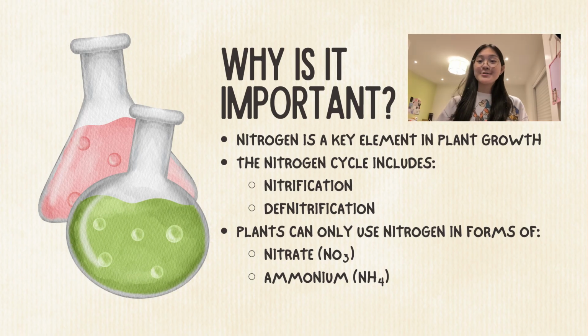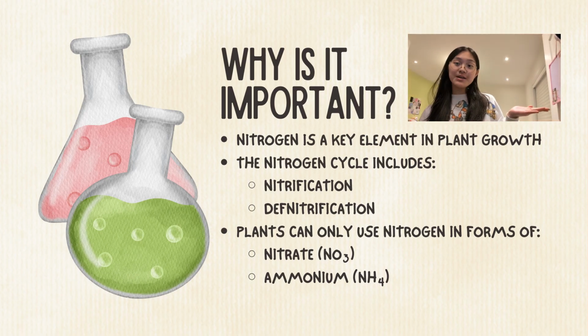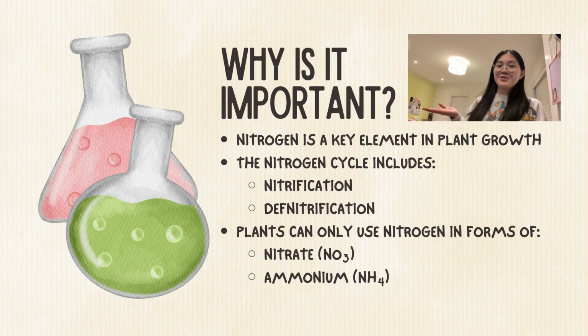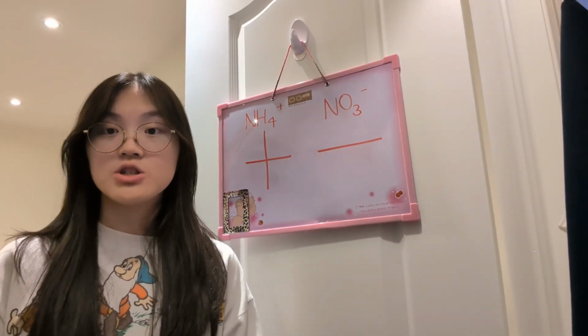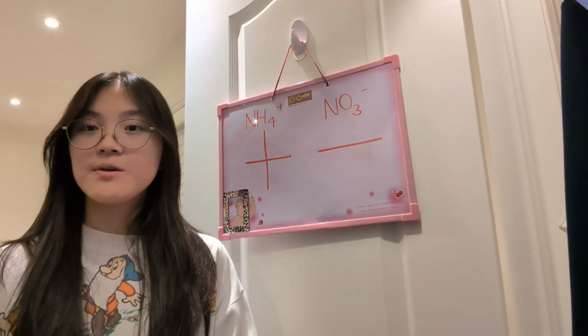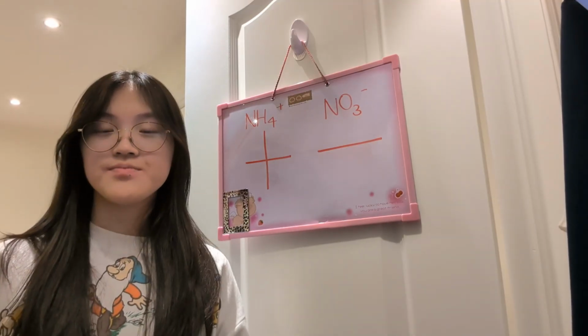As we know, nitrogen in its natural state exists as N2 gas. However, plants are only able to use nitrogen in its forms of nitrate, NO3, and ammonium, NH4. But what does this help us understand? Because ammonium has a positive charge, it's able to bind with negatively charged soil particles, which help keep it in place when it's in the soil.